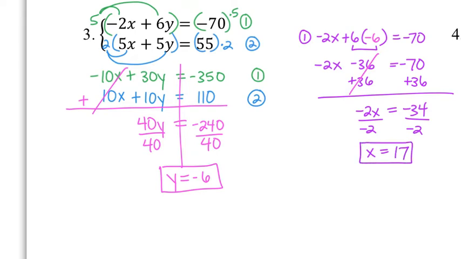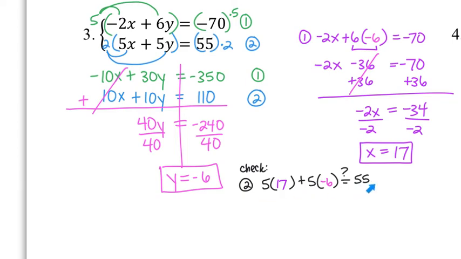All right, now we have to check it in the other equation. I know the solution 17, negative 6 works in equation number 1. We have to check to make sure it also works in equation number 2. So equation number 2, we're going to write check. Equation number 2 says 5 times my x, but we know that x is equal to 17, plus 5 times my y. We know y is equal to negative 6. Is that really equal to 55? If it doesn't work, we're wrong.